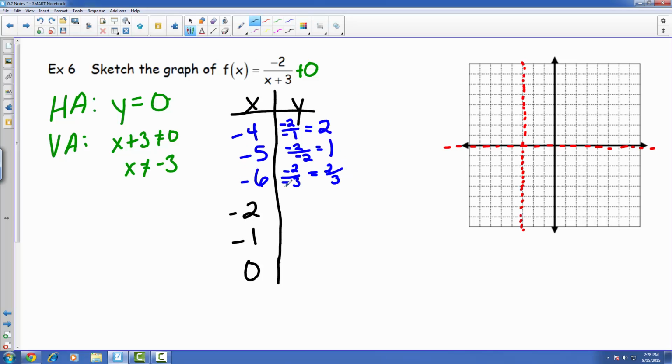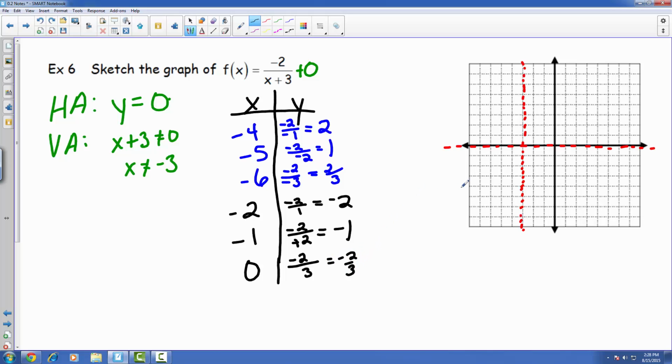When we plug in -2, we end up with -2 still on top over -2 plus 3, which is +1, so that'll come out to be -2. When we try -1, we have -2 on top over -1 plus 3, which gives us +2. And then -2 divided by +2 comes out to be -1. When we plug in 0, we have -2 on top over 0 plus 3, which is 3, so that'll come out to be -2/3.